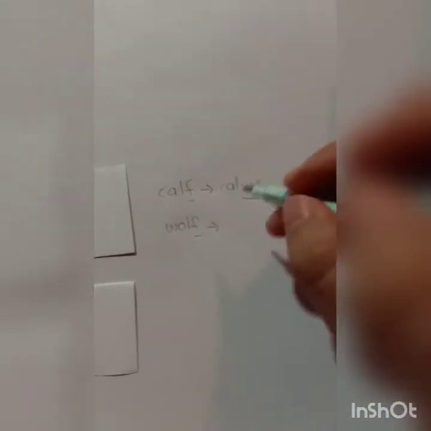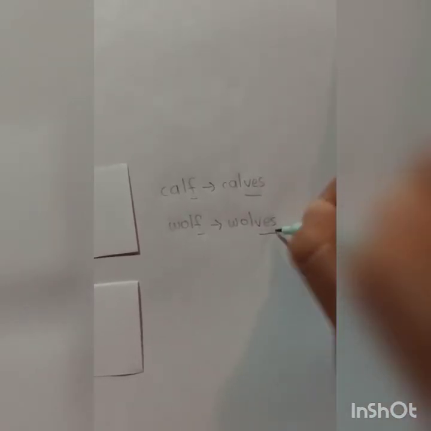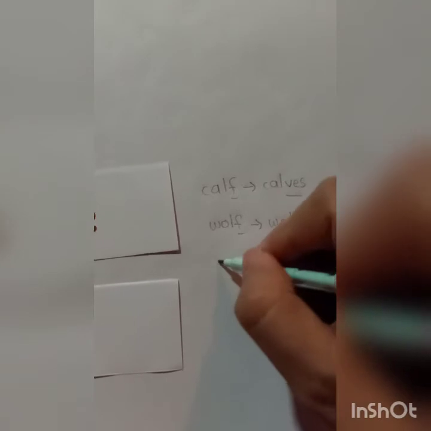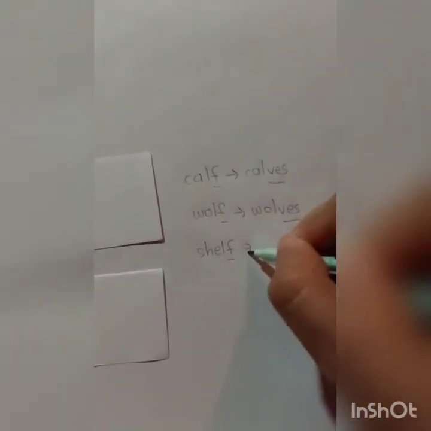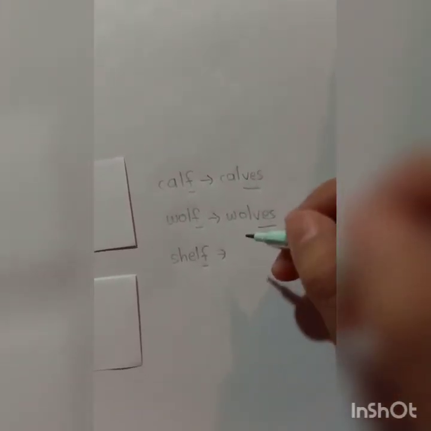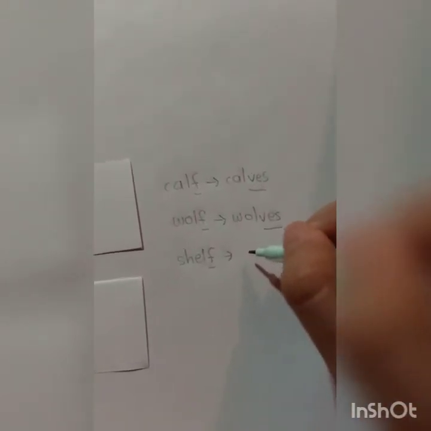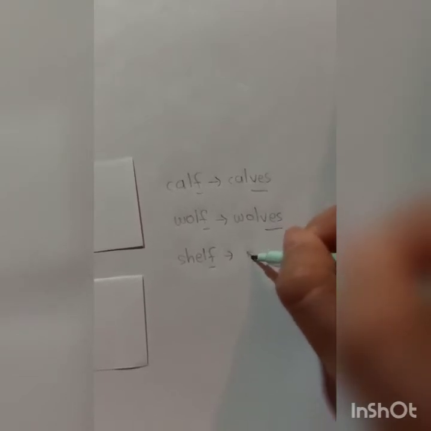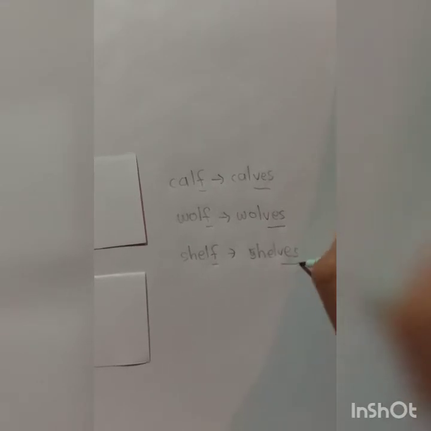Or wolf. So it ends with f. So we change it into wolves. And also shelf. So every word or every noun that ends with f or fe, we have to change it into ves at the end. So shelves, shafts.